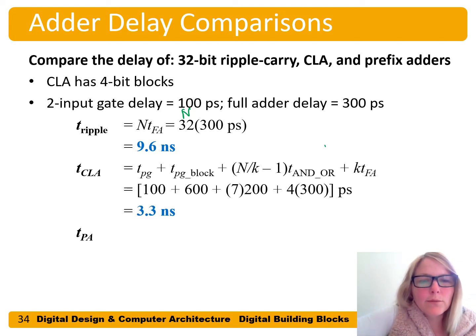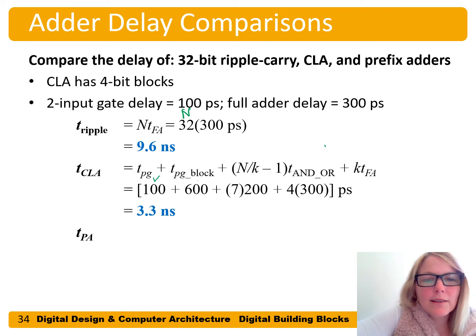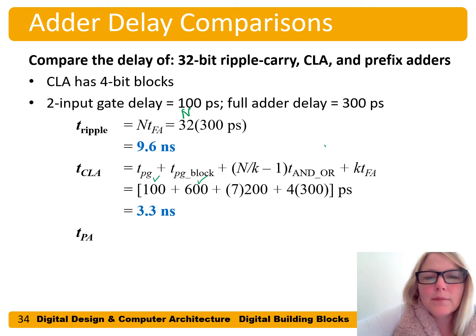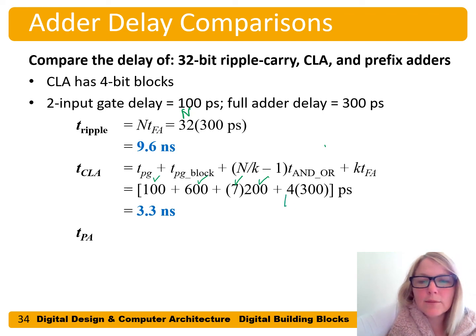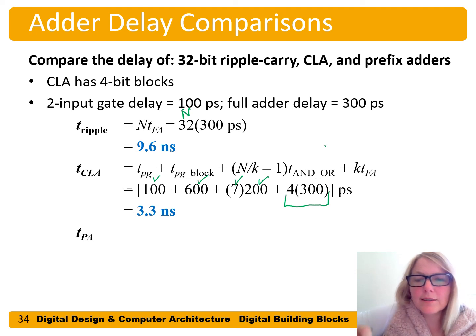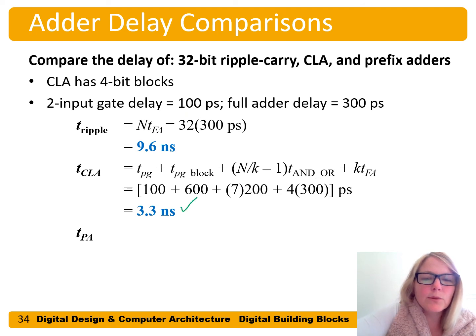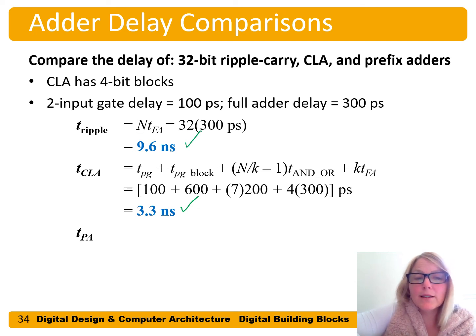The carry look ahead adder is, well, remember we calculate the column propagates and generates, the 6-gate delays for the PG block, which happens in parallel for all of those blocks. In this case, we have n over k, 32 divided by 4 is 8, minus 1 is 7, times the AND OR delay, plus 4 times that full adder delay as it ripples through that last block, that last 4-bit block. And so for a 32-bit ripple carry adder, this carry look ahead adder is 3.3 nanoseconds. That's about a third of the time that it takes to calculate this 32-bit addition in a ripple carry adder. That's pretty good. It's got 3x speed up there, approximately.